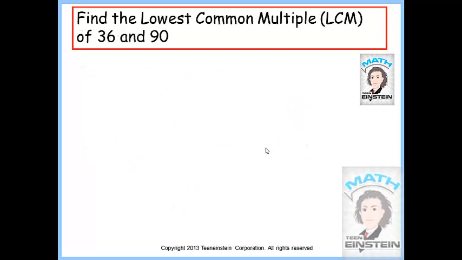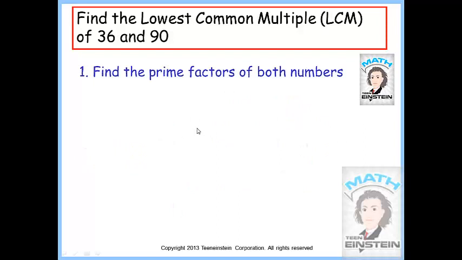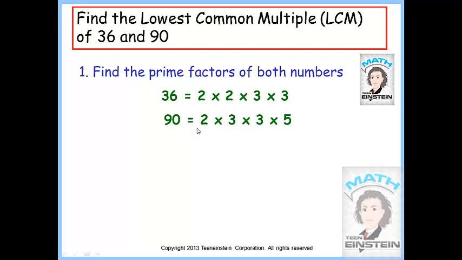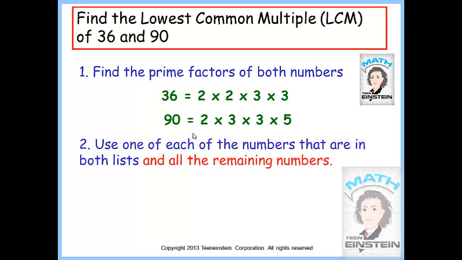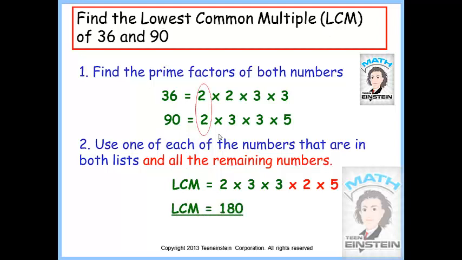Okay. Next, find the lowest common multiple of 36 and 90. These are the prime factors of both 36 and 90. Then use one of each of the numbers that are in both lists and all the remaining prime factors. Here 2 times 3 times 3, because 2 is common, 3 is common, another 3 is common. Then we have two more factors, 2 and 5, which are not common, and those are also taken here. So multiply all together, we get the LCM.